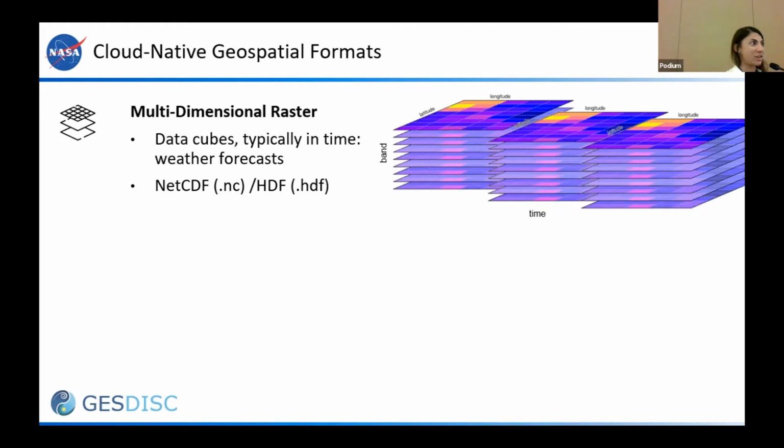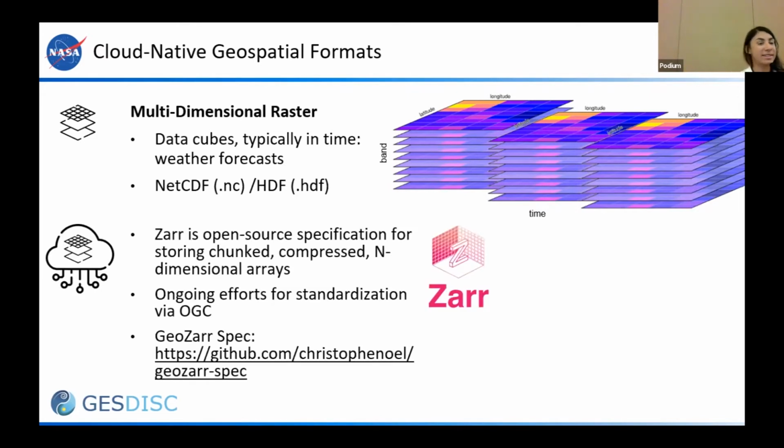So building on raster, we also have multi-dimensional rasters. These are data cubes, typically in time. We can think of weather forecast data or climate reanalysis data. We're used to seeing this data in NetCDF formats or HDF5. And the equivalent of this in cloud is Zarr.